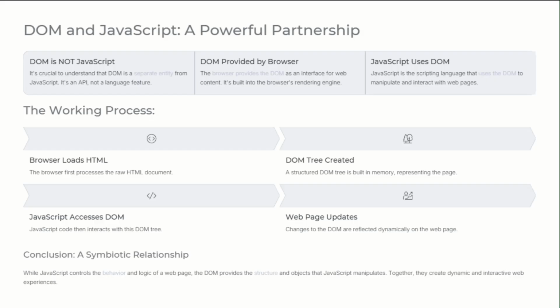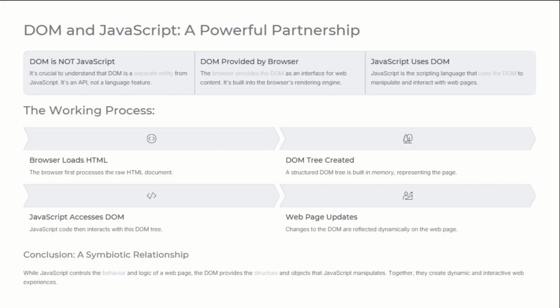The process works like this. The browser loads HTML. After that, a DOM tree is created. JavaScript accesses and modifies the DOM. The web page is now updated dynamically using DOM, and using JavaScript, we can control its behavior while the DOM provides structure to the web page.